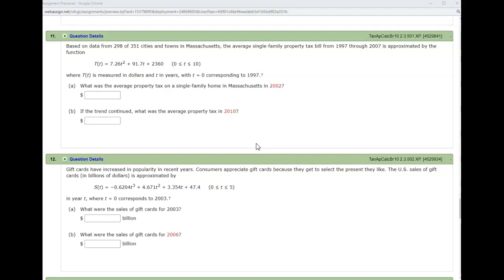In numbers 11 and 12, I would recommend you put these in y equals and find the table to use the table to find the values for these particular numbers. It's not asking you to look at graphs, so you really don't need to look at it. You just need to set up your table to start at 0 and then figure out which years corresponded. T equals 0 is 1997 here, T equals 0 is 2003 here.